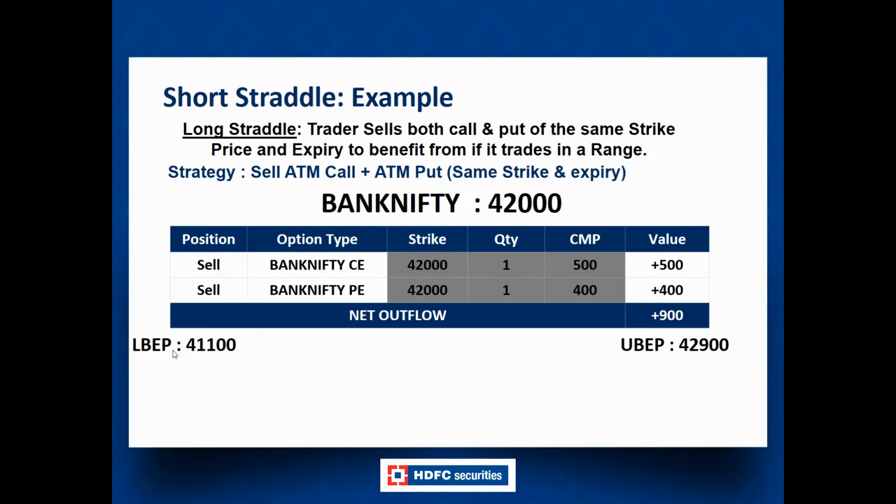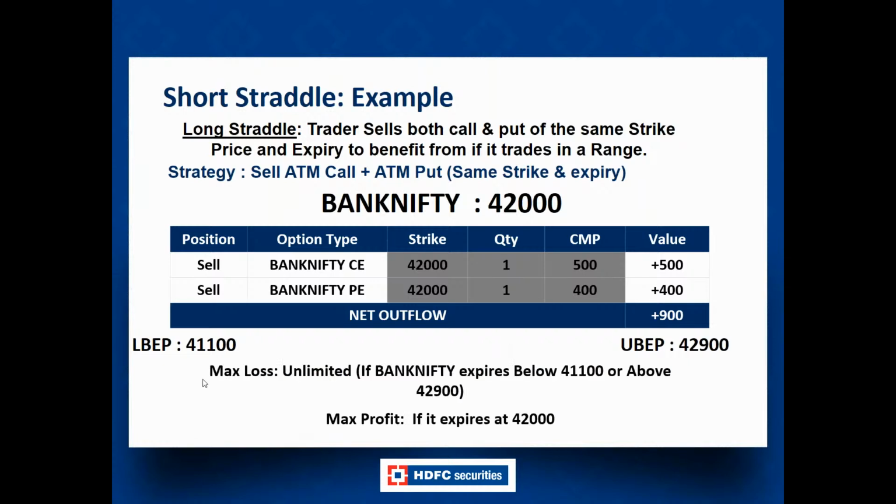However, if it falls below this lower break even point, or if it rises above this upper break even point, then my loss is unlimited, because I am a seller of an option. So you need to be careful of that. Maximum loss is unlimited if Bank Nifty expires below 41,100 or above 42,900, because your view went wrong and Bank Nifty showed a sharp movement, and hence you will make a loss if it expires below the lower break even point or above the upper break even point.